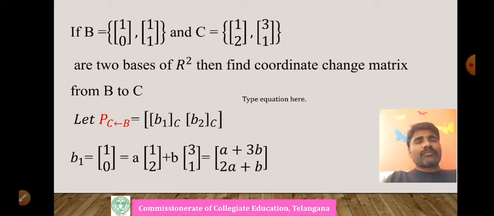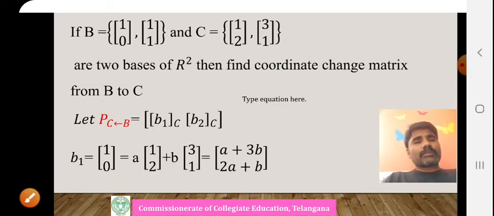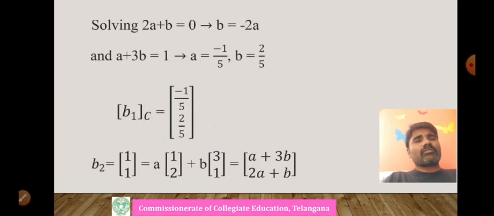Now our problem is we have to find the coordinates of B1 with respect to C and the coordinates of B2 with respect to C. Here this is B1, this is B2. Now B1 is (1,0). (1,0) can be written as a linear combination of elements of C, that is A into (1,2) plus B into (3,1). Now adding these two vectors, it is A plus 3B, 2A plus B. Equating both sides, we have 2A plus B equals 0 and A plus 3B equals 1.